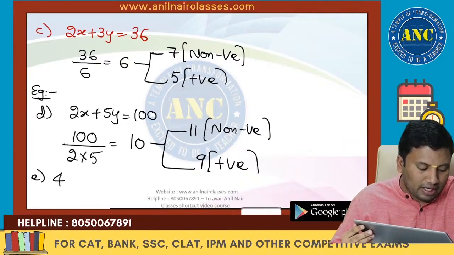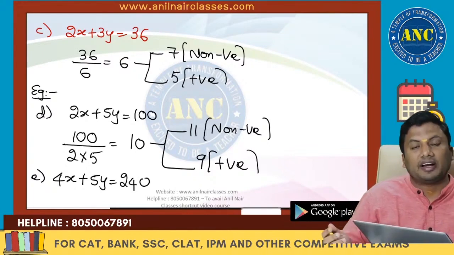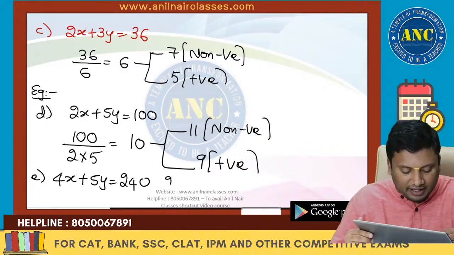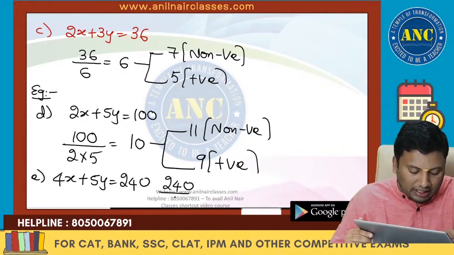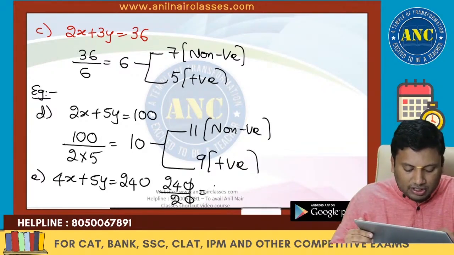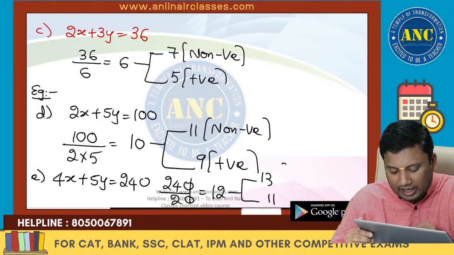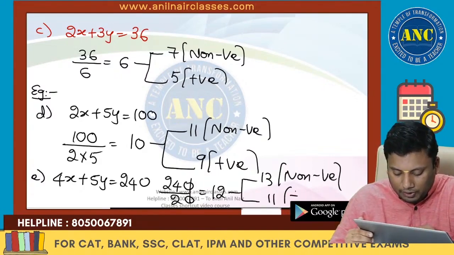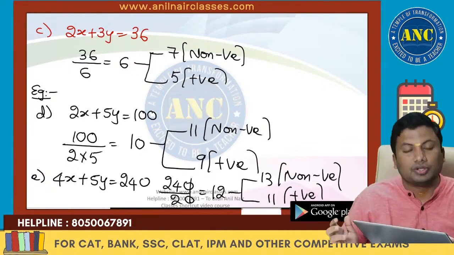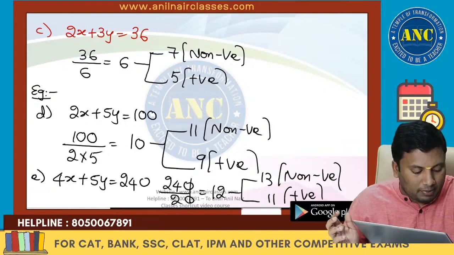Suppose one more example. 4x plus 5y equals 240. 4 is a factor of 240, 5 is a factor of 240. 240 divided by 20 is nothing but 12. Answer is 13 non-negative and 11 positive. I hope these 3 problems are clear.